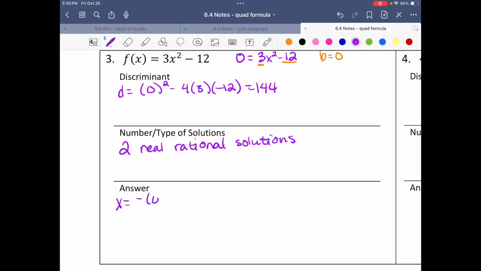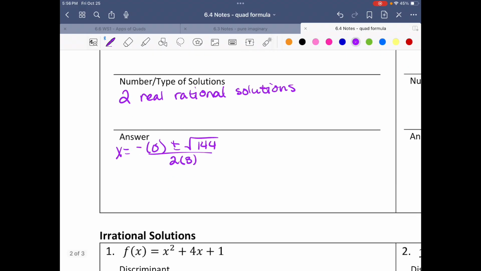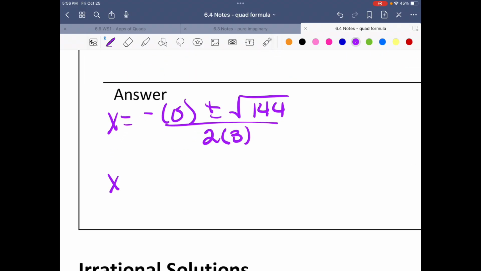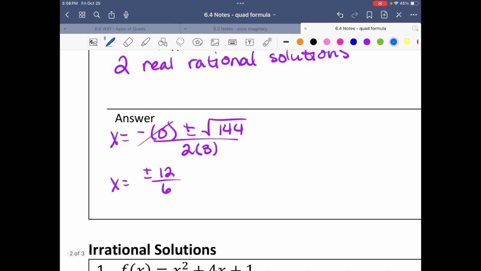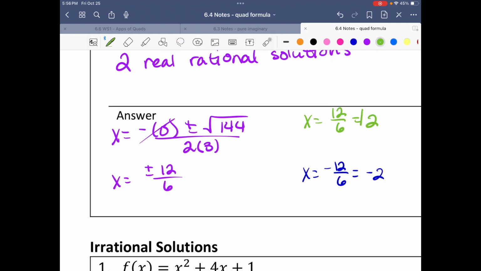Solve. X equals negative b plus or minus the square root of the discriminant over 2a. I don't really need a 0. This will be plus or minus 12 over 6. You have one for the positive 12 over 6 and one for the negative 12 over 6. So that one's negative 2. And that one's positive 2.